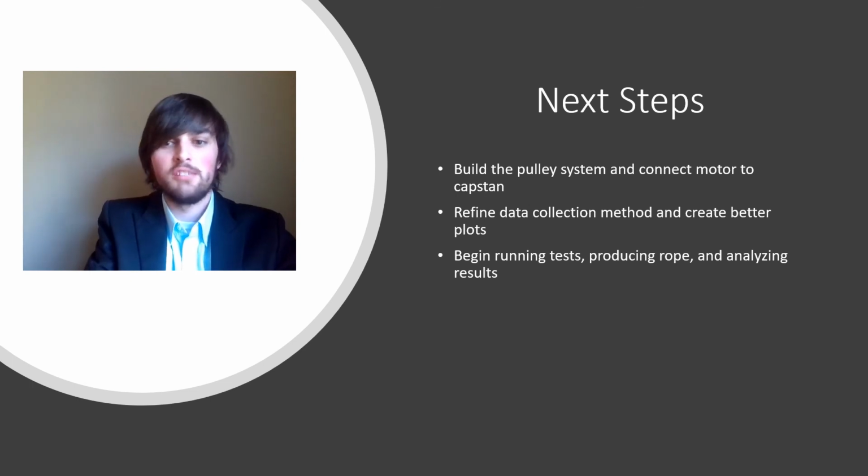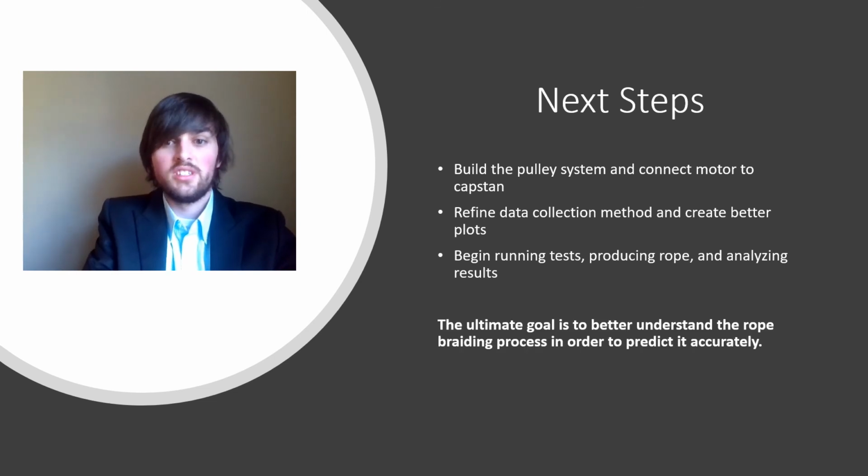Once we get the machine running, we want to create different types of rope and see what factors lead to what types of rope, and that will assist us in developing a predictive method, which is our ultimate goal. We want to be able to predict the rope braiding process accurately so that we can save manufacturers time and money. That concludes my presentation.